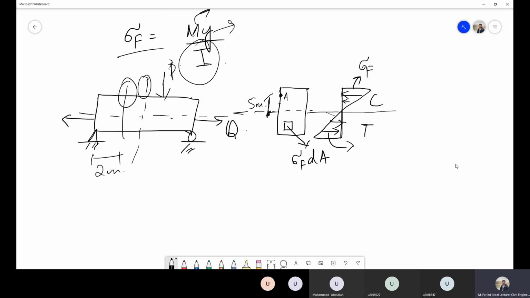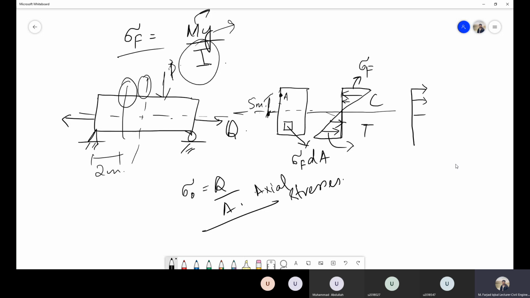Due to this normal load, axial stresses are also produced, which we define as load over area. Now, if I want to represent the variation of these axial stresses, I will show it on the same beam element. Let's say this is the beam element, and the variation would be something like this. Now, what does this show? Let's compare both these stresses. This is the axial stress, and this one is the flexural stress.